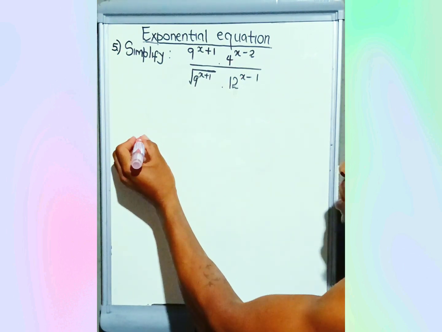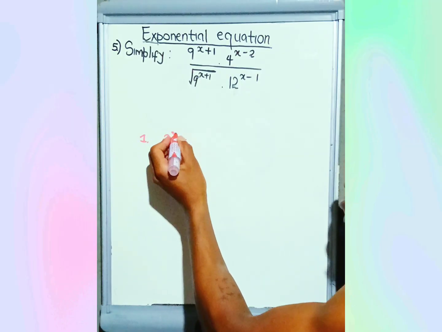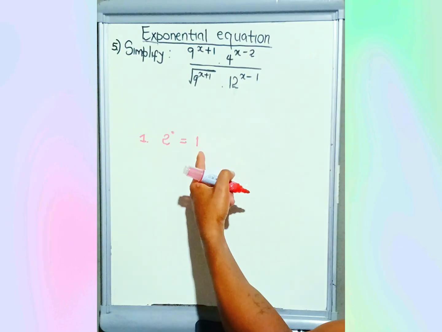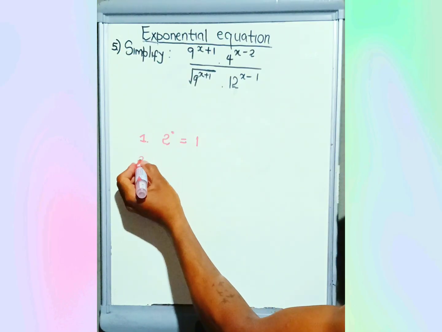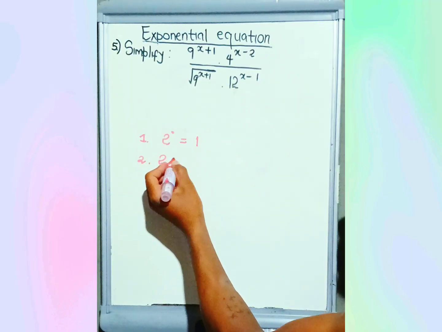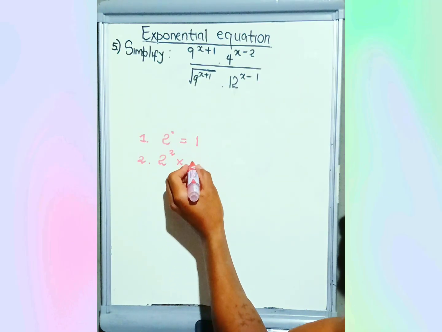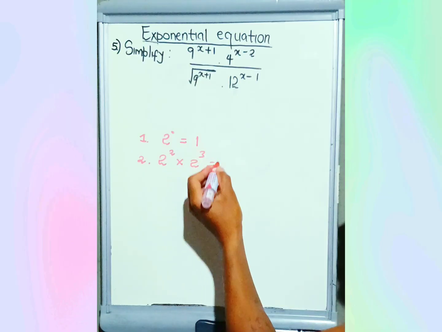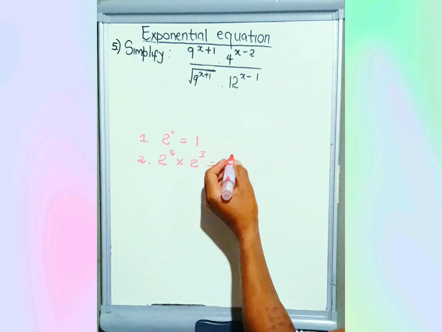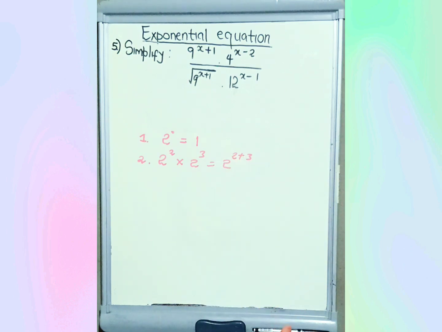The first rule is the 0 rule. We normally say that any number raised to 0 equals 1. Then the second rule, the product rule: if we are multiplying the same bases with different exponents, we take one base and then we add the exponents. We call this a product rule.